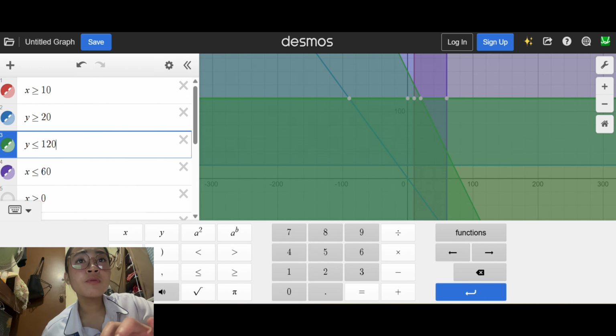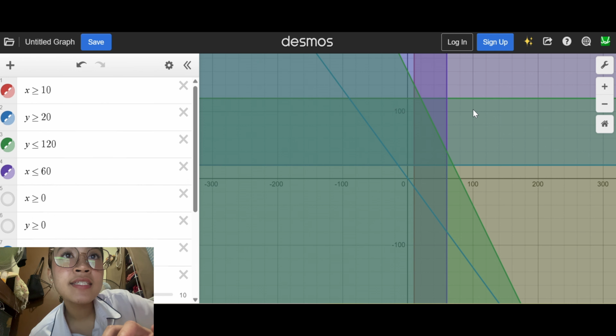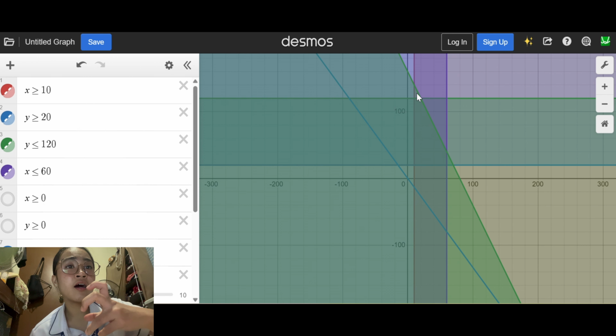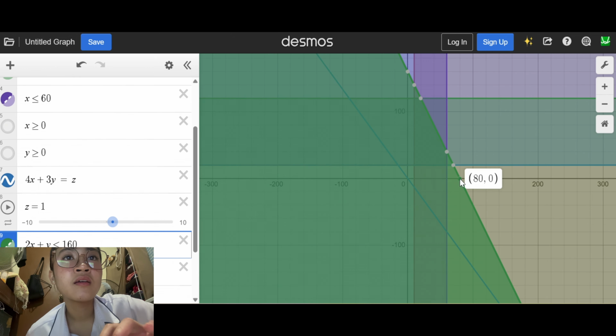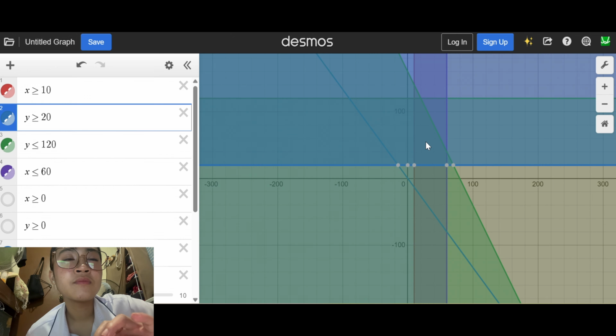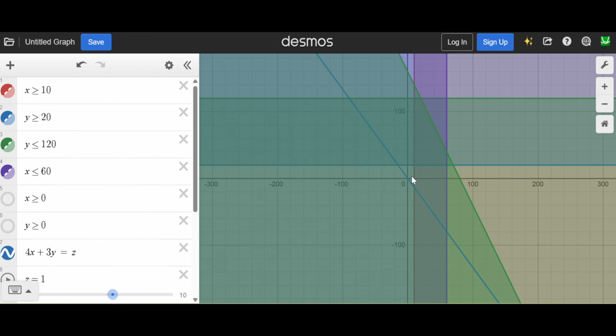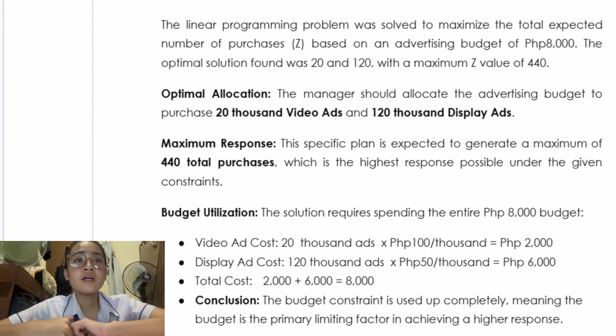So the feasible region is this triangle, because this is where they all intersect. So, let's move forward to the interpretation.